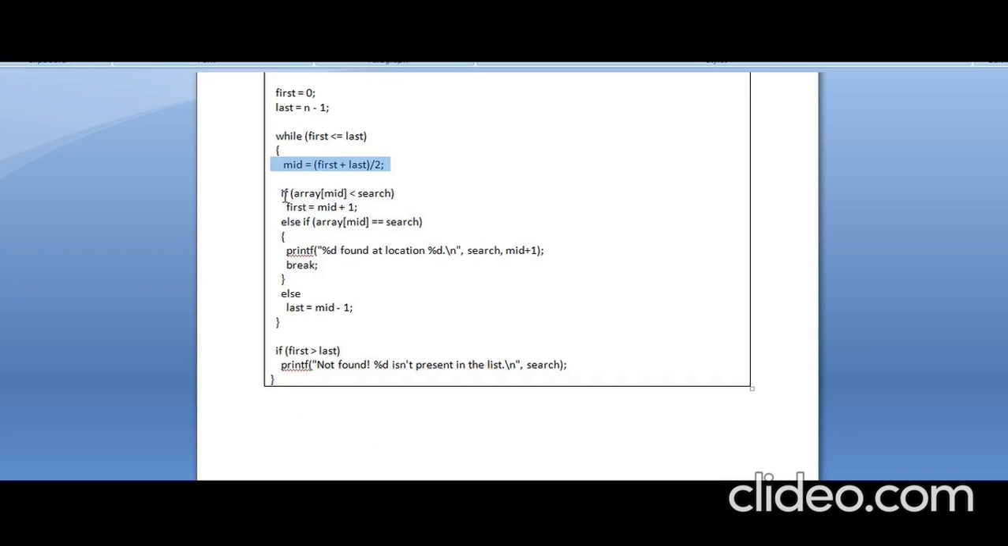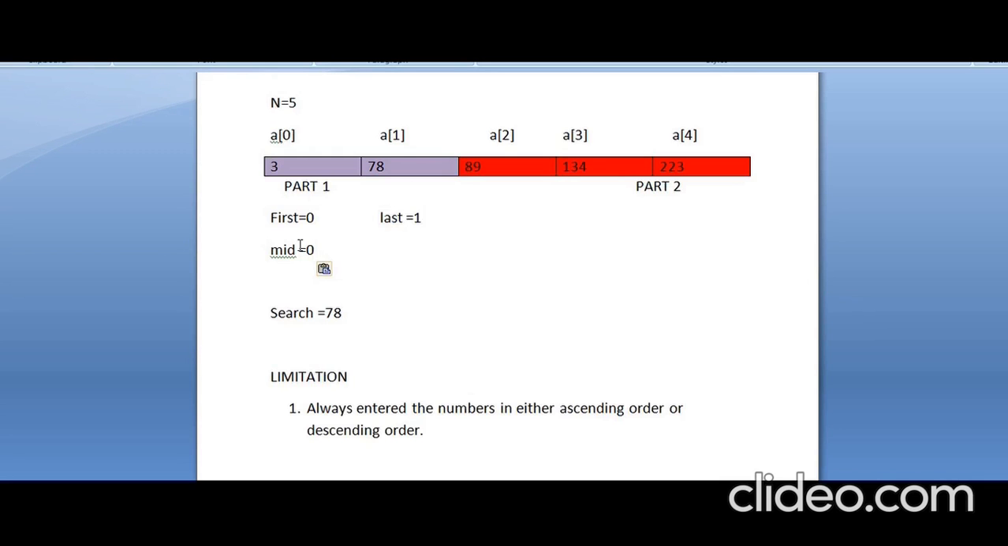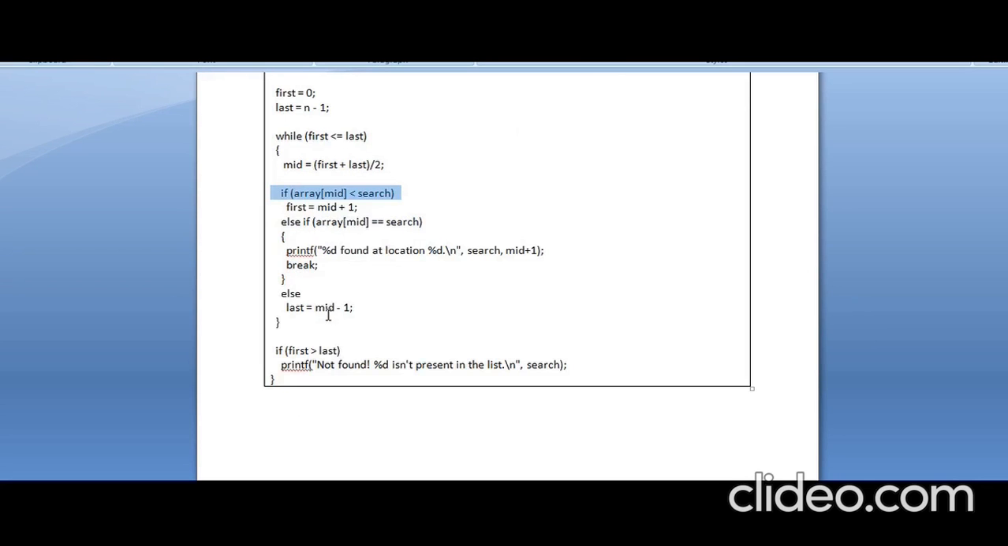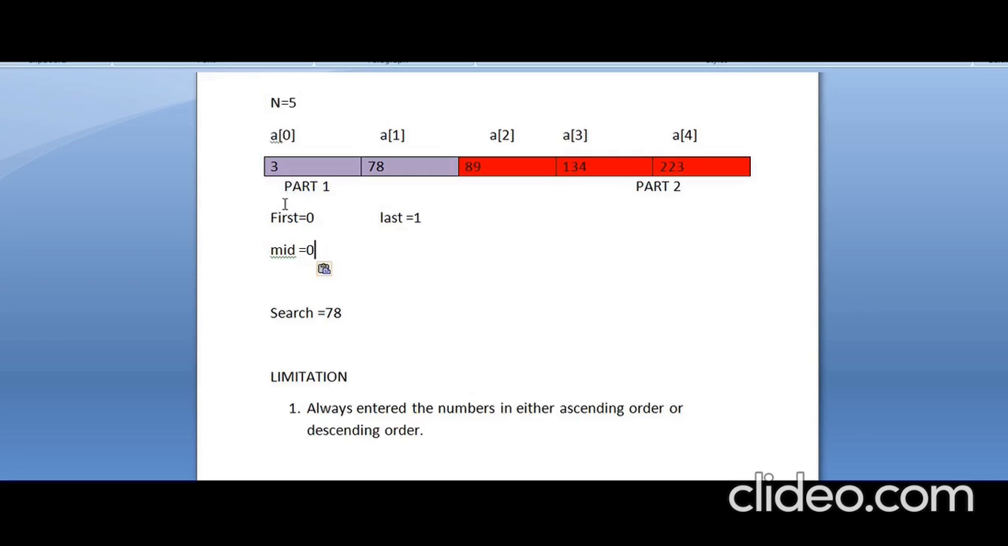Again you have to check: if array of mid is less than search. What is array of mid, pointing to 0? Array of 0 is 3. Whether 3 is less than 78, yes it is, then first should be mid plus 1. Sorry, first should be mid plus 1. Now first is 0. What is mid? 0. First will be mid plus 1. So now it is also pointing to this value.